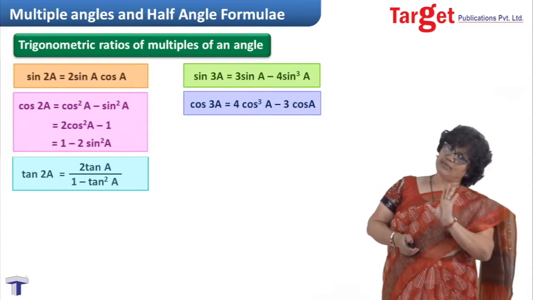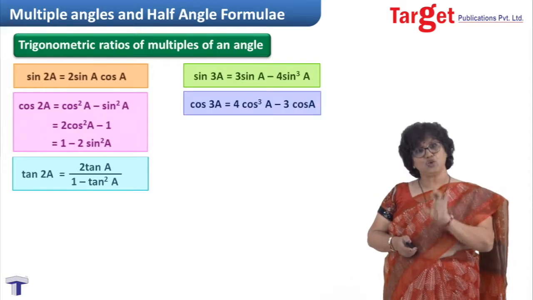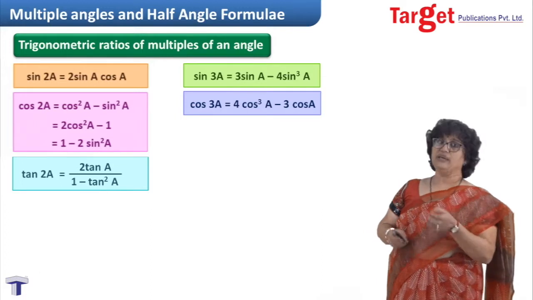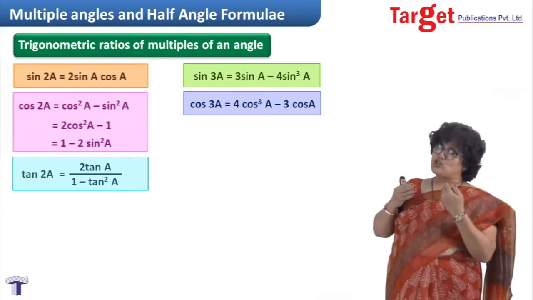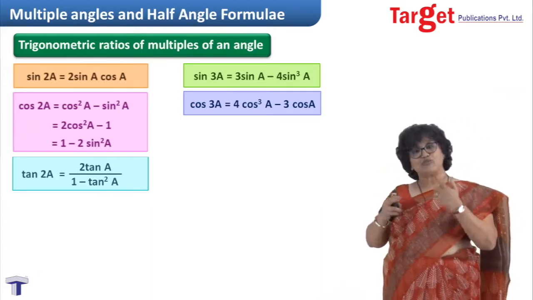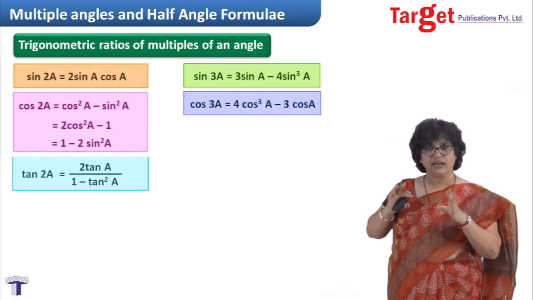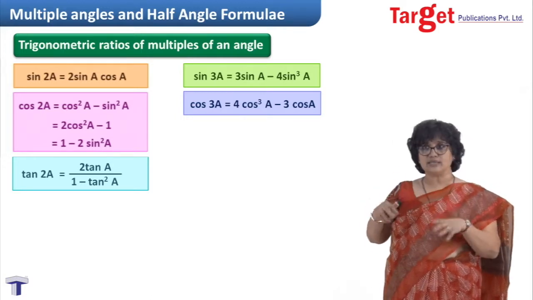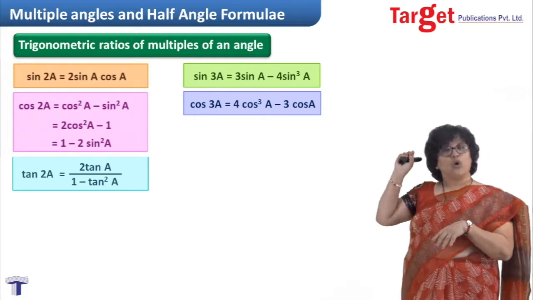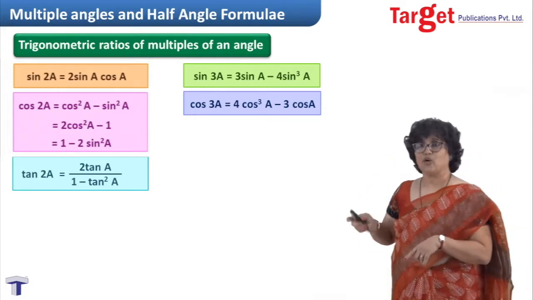Cos 3A. Similar logic: replace B by 2A in the formula of cos(A plus B). If anywhere a sine square A term comes, write it as 1 minus cos square A, because I want everything to come in terms of cos. So it leads to cos 3A equals 4 cos cube A minus 3 cos A.